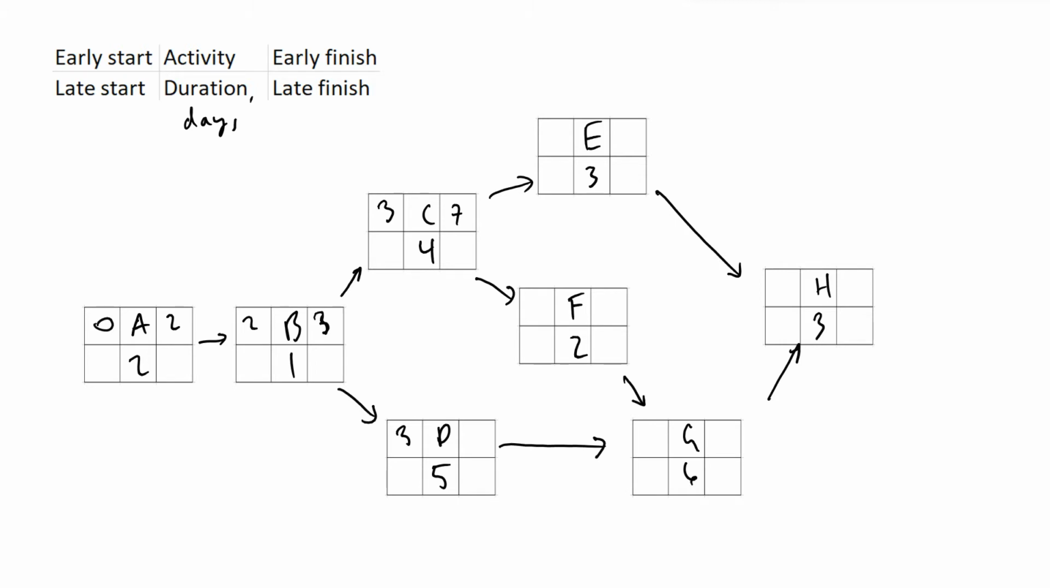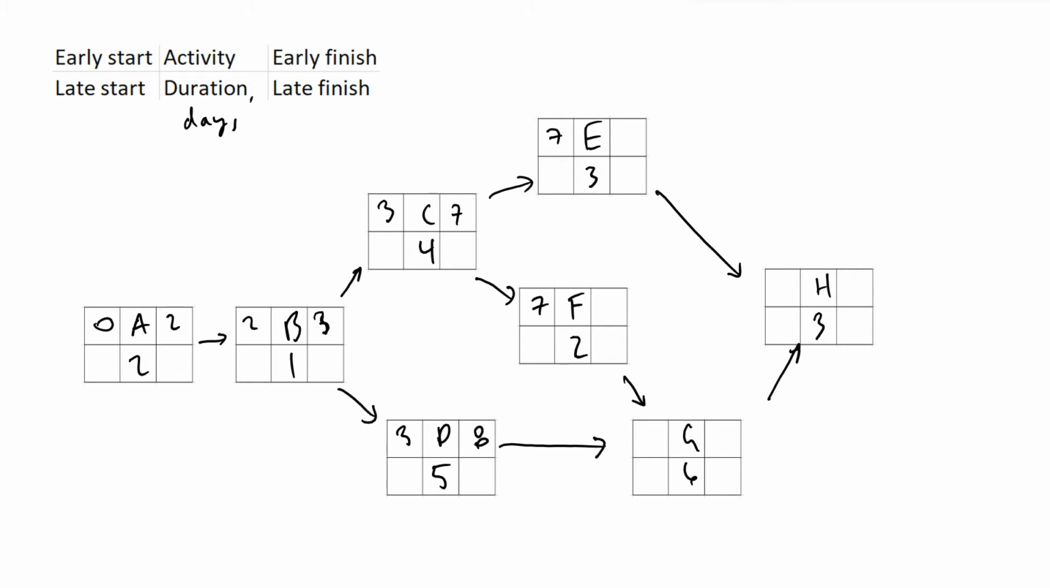And then activity D, starting on day 3, going for 5 days, is going to end on day 8. And because we know that E and F activities depend on the finish date of C in our early finish scenario, that means that the early start date of activities E and F will also be day 7. So I'm going to put a 7 right there.